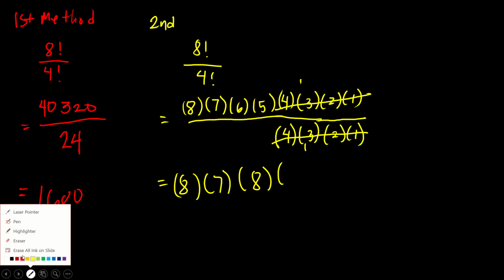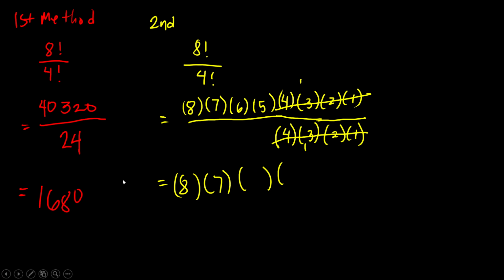So, 8 times 7 times 6 times 5. So, 8 times 7 is 56. 56 times 6 is 336. And 336 times 5 is also equal to 1,680. So, both answers natin ay parehas lang. So, pwedeng ganito, i-simplify nyo 8 factorial, simplify nyo 4 factorial, then divide. Or pwedeng ganito, i-expand nyo siya, cancel out, then multiply ko ano yung natitira.